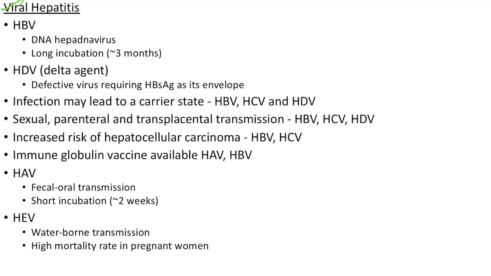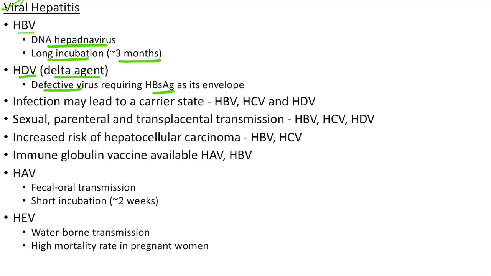Now let us see about viral hepatitis. Hepatitis B virus is a DNA hepadnavirus. It has a long incubation period of around 3 months. Hepatitis D virus is also known as delta agent. It is a defective virus requiring HBsAg as its envelope.